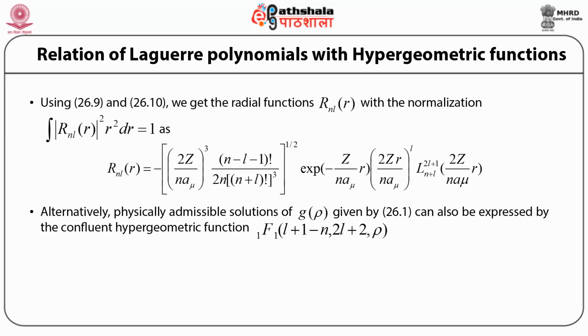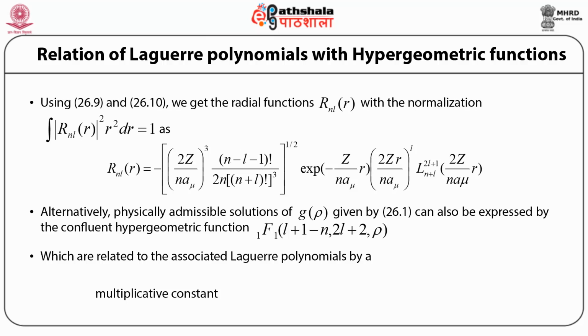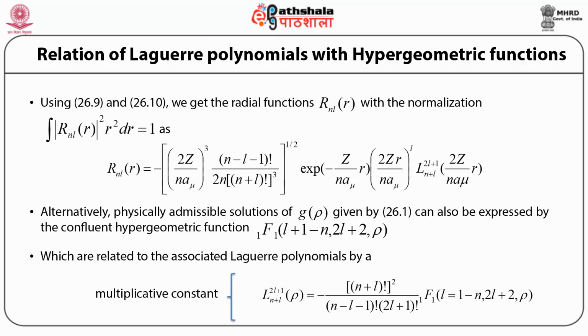Alternatively, physically admissible solutions of G(rho) given by 26.1 can also be expressed by the confluent hypergeometric function, that is 1F1 as a function of (l plus 1 minus n; 2l plus 2; rho), which are related to the associated Laguerre polynomials by a multiplicative constant, which is given by L_{n+l}^{2l+1}(rho) equal to minus [(n plus l) factorial]^2 divided by (n minus l minus 1) factorial (2l plus 1) factorial, this whole multiplied by 1F1 as a function of (l plus 1 minus n; 2l plus 2; rho).